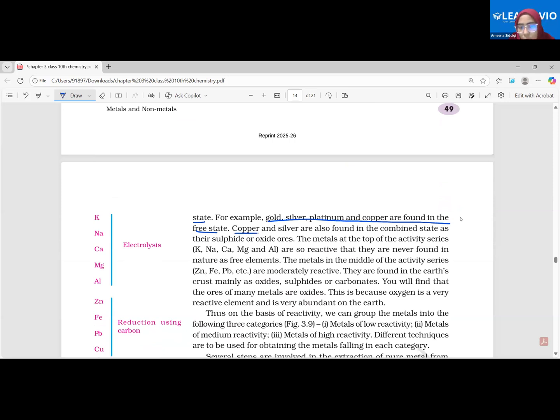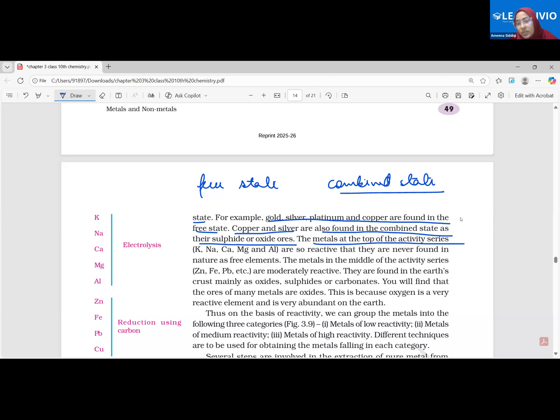See, copper and silver, although they are less reactive, are also found in the combined states. So there are two states: either the free state, that is without any bonding, or the combined state, that is in the form of a compound, and that is nothing but ore. They are sulfide or oxide ores.